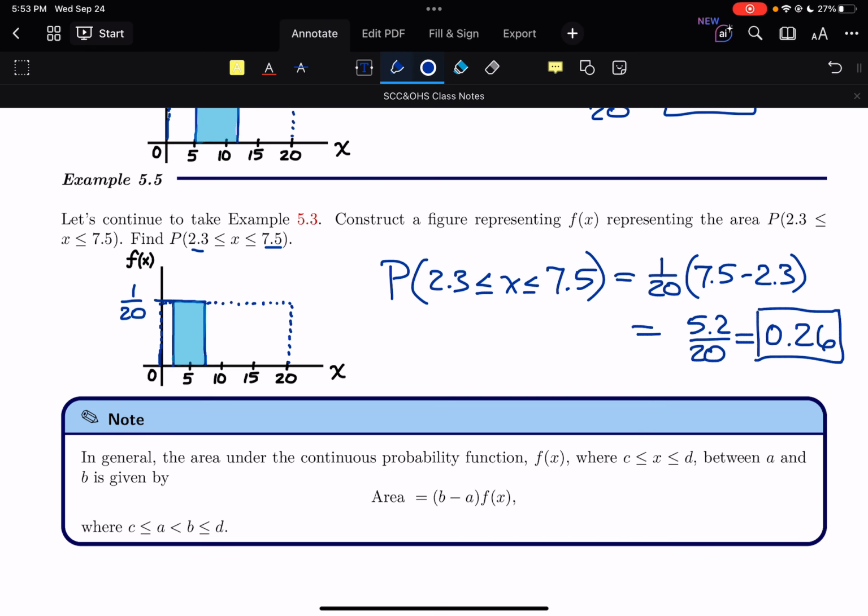So in general, the area under the continuous probability function f of x, where x is between c and d, so the area between a and b, is given by taking b minus a times f of x, where a and b are somewhere in between the outer bounds of the function. So you can see that's just what we did here. We had the function and then the b minus a right there. So this process will work anytime we're trying to find an area. And of course, right now we're working with straight lines. If they weren't straight lines, we might have to do a little bit of extra work to figure out how to find the area itself. But right now, we're just sticking with all horizontal stuff.